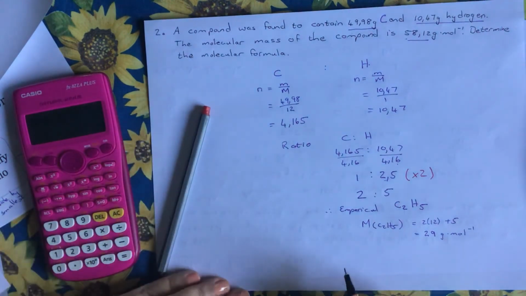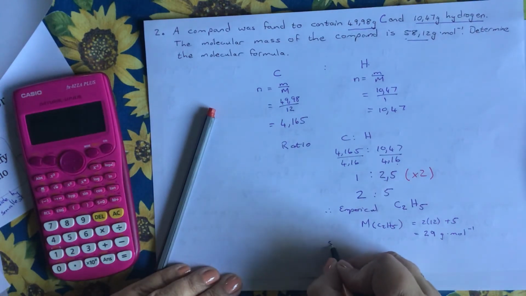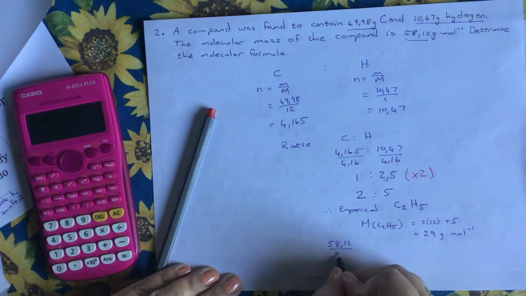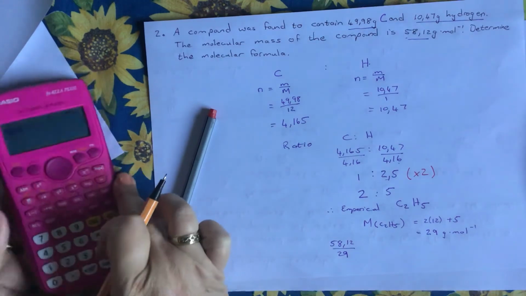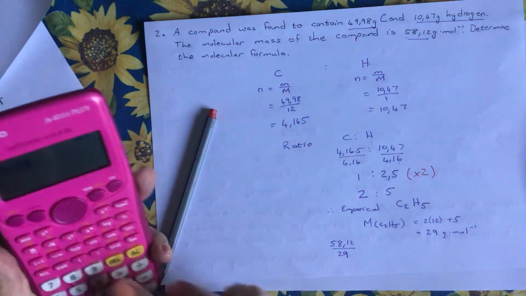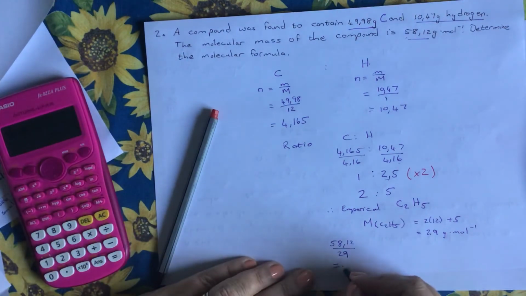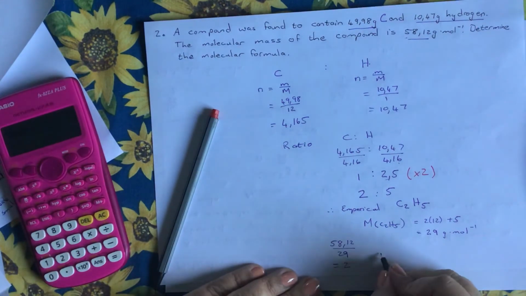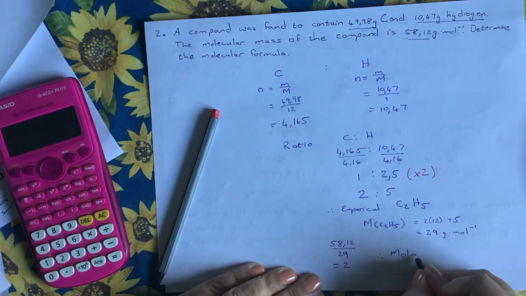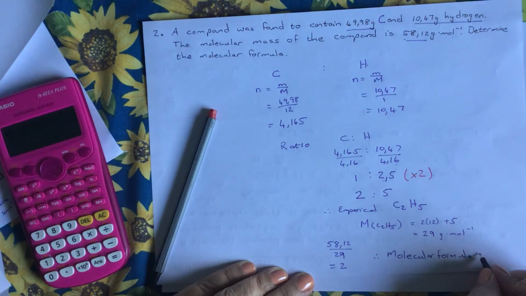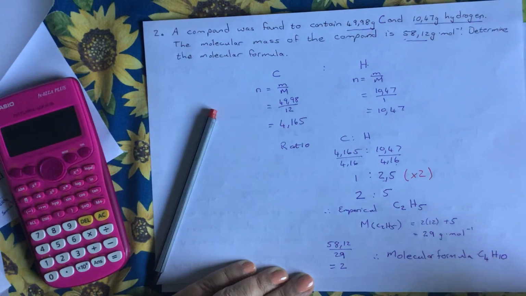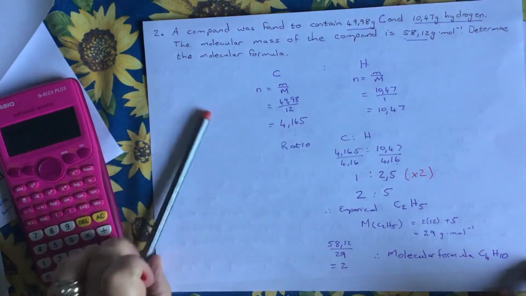So for my molecular formula, I'm going to use 58.12 divided by 29, which equals exactly 2, or rounded off 2. Therefore my molecular formula is C4H10. Great. Last one.